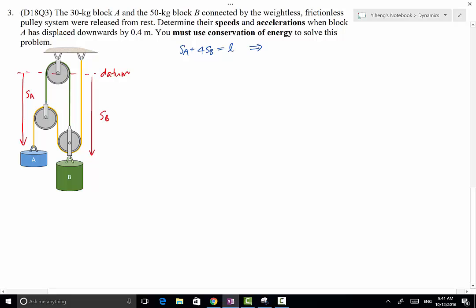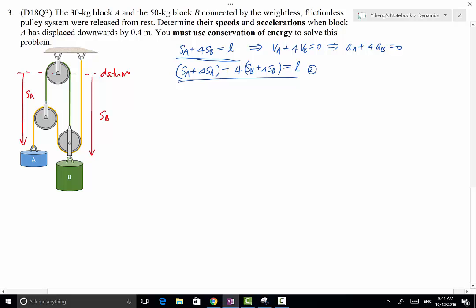So from there, you already remember we can write VA plus 4VB is 0, and also AA plus 4AB is 0. That's all correct, but from here we also need to recognize that during the next moment, the positions of A and B have both changed. Therefore you will have SA plus delta SA, that's the new position, and at the same time SB plus delta SB, that's the new position for block B. And they still have to satisfy this equation: SA plus delta SA plus 4 times SB plus delta SB still equals the same constant length L.